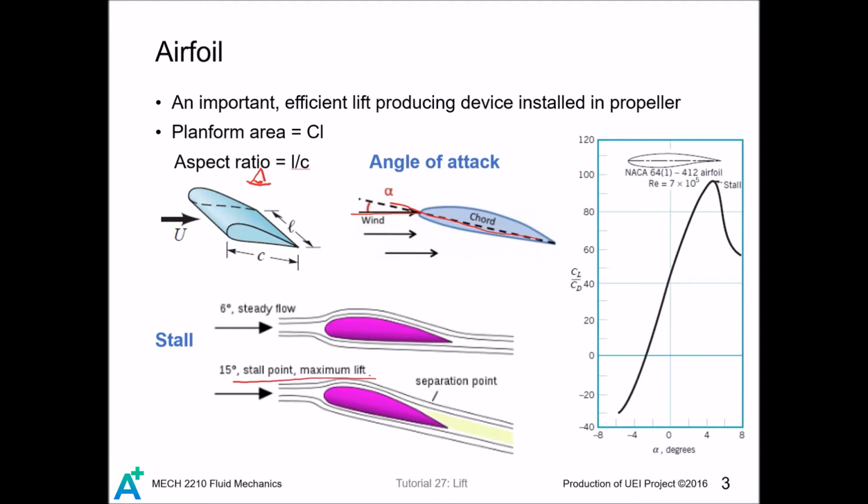But then, at some critical angle, flow separation occurs since the airfoil starts to block the flow. And this would dramatically decrease the lift and increase the drag. And this effect is known as stall. Very dangerous in an airplane.